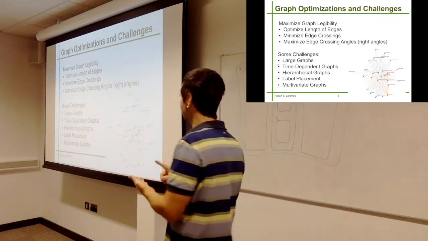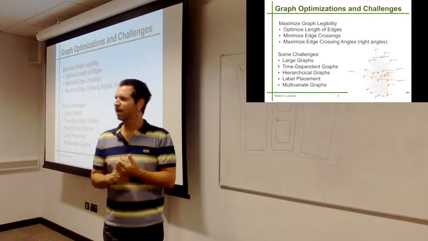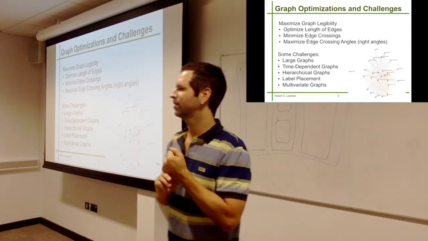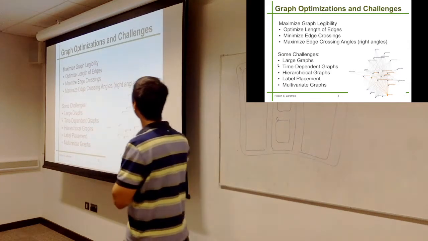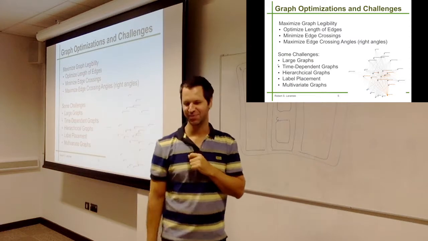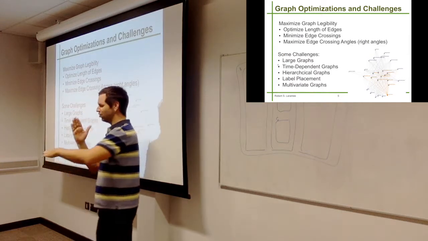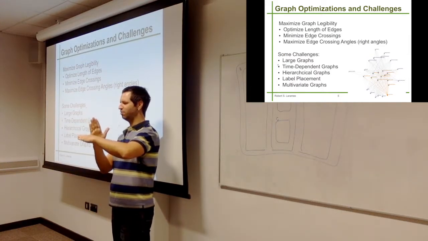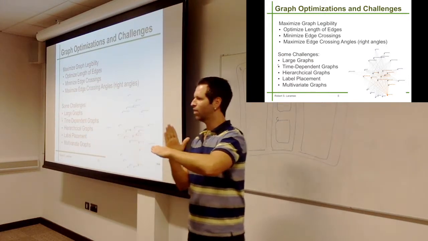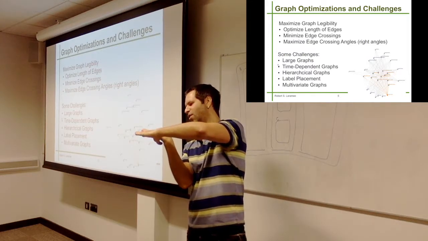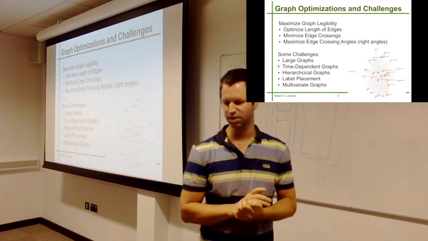And then if edges do cross, the goal is to maximize the edge crossing angles. What is the maximum angle two edges can cross? 90 degrees, that's right. Sometimes I ask easy questions with the answers on the slides. So if two edges cross at a right angle, that's optimal. It's best not to have any crossings, but if they do cross, it's good if they cross at a right angle. Imagine two edges crossing almost parallel, then it's more difficult to read and interpret.